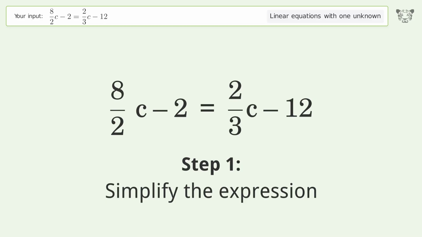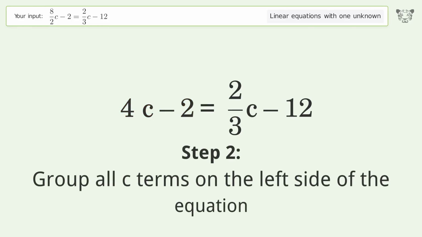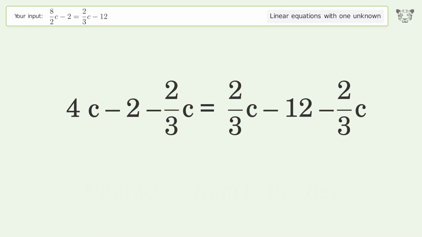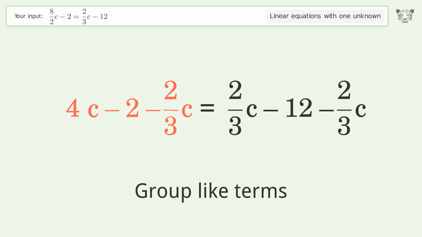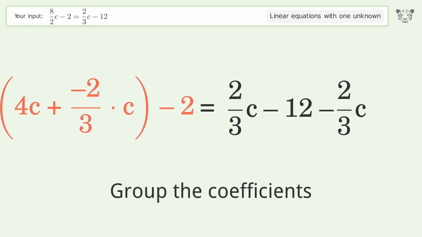Simplify the expression. Combine like terms. Group all c terms on the left side of the equation. Subtract 2 over 3c from both sides. Group like terms. Group the coefficients.